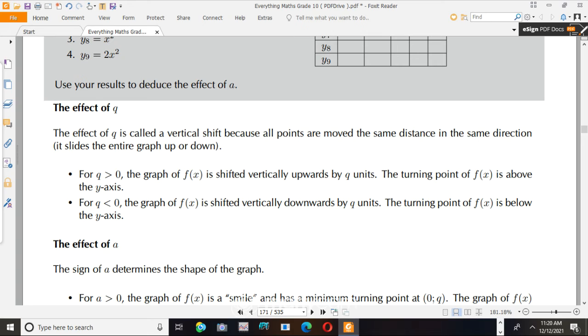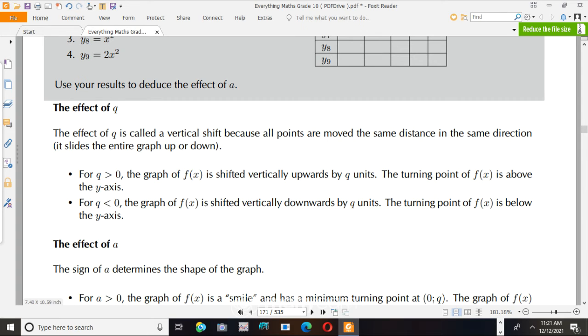For Q greater than 0, the graph of f of x is shifted vertically upward by Q units, and the turning point of f of x is above the x-axis. For Q less than 0, the graph of f of x is shifted vertically downward by Q, and the turning point of f of x is below the x-axis. Q greater than 0 and Q less than 0: above and below the x-axis. Okay, yeah, the turning point of f of x is below the x-axis.